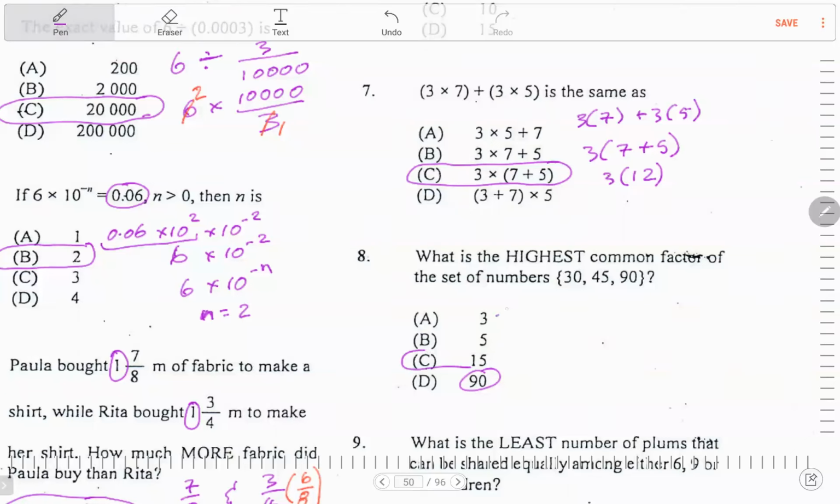All right, let me mark them again. That's a factor, that's a factor, that's a factor. This is not a factor of all 3. So the highest one is this out of the 3 that are listed there. So that must be the answer. All right, so I don't have to waste time.